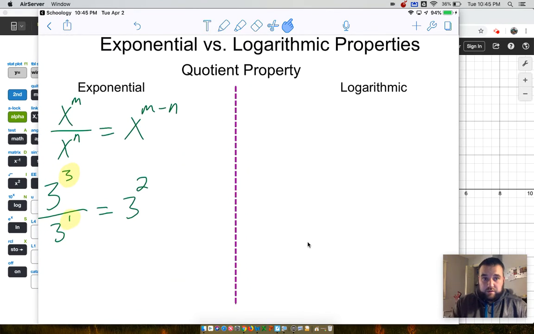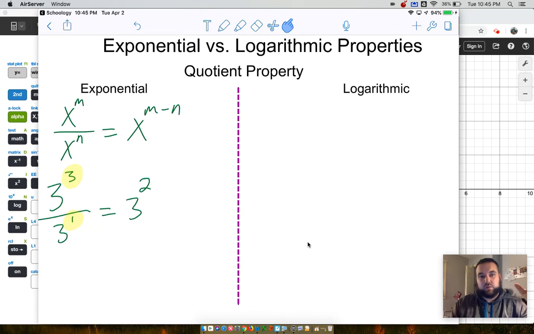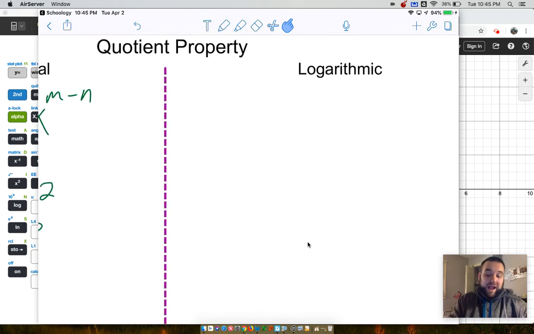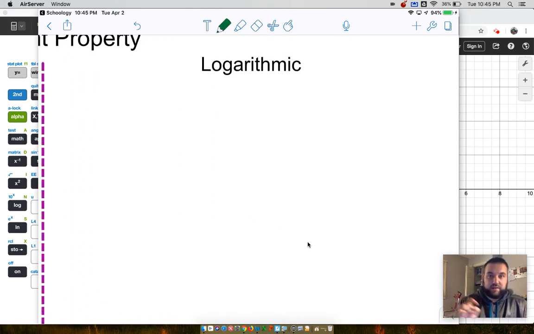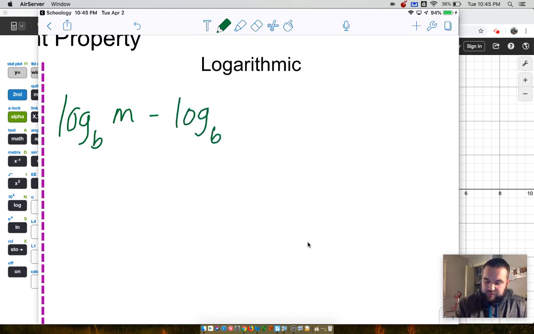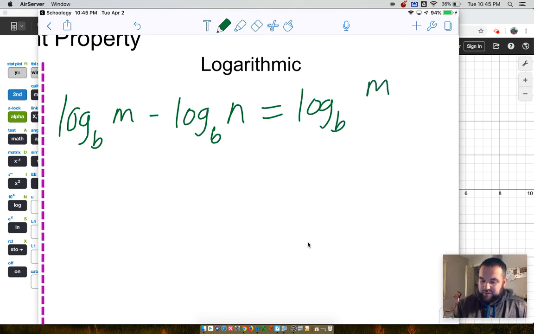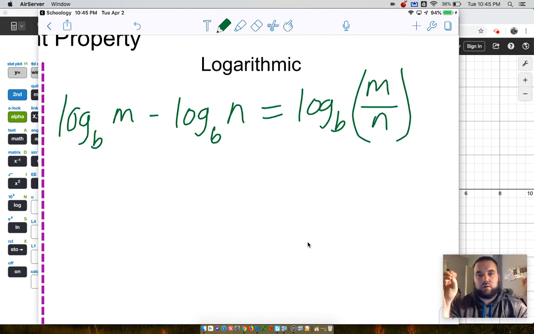With logarithms, again, it's going to be the opposite, where if I'm subtracting logs, then I can divide. So it's got some similarities there. So if I have log base b of m minus log base b of n, that is equal to log base b of m divided by n. Okay, so I can condense two logarithms into a single log as long as they are adding or subtracting.